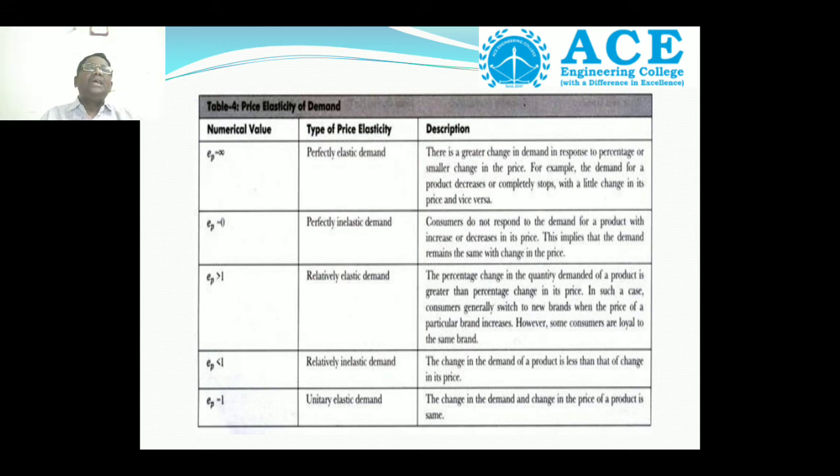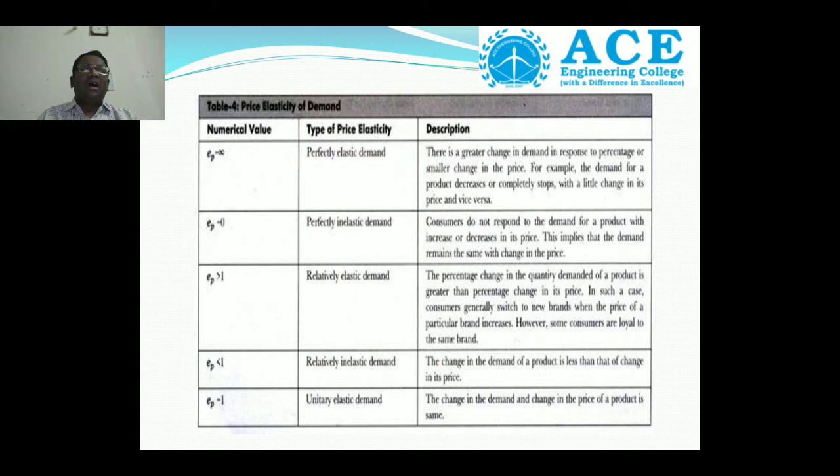Next one is relatively inelastic demand. This is totally reverse to the relatively elastic. The change in the demand of a product is less than the change in its price. Then what is the numerical value? The numerical value of elasticity of the product is less than 1.